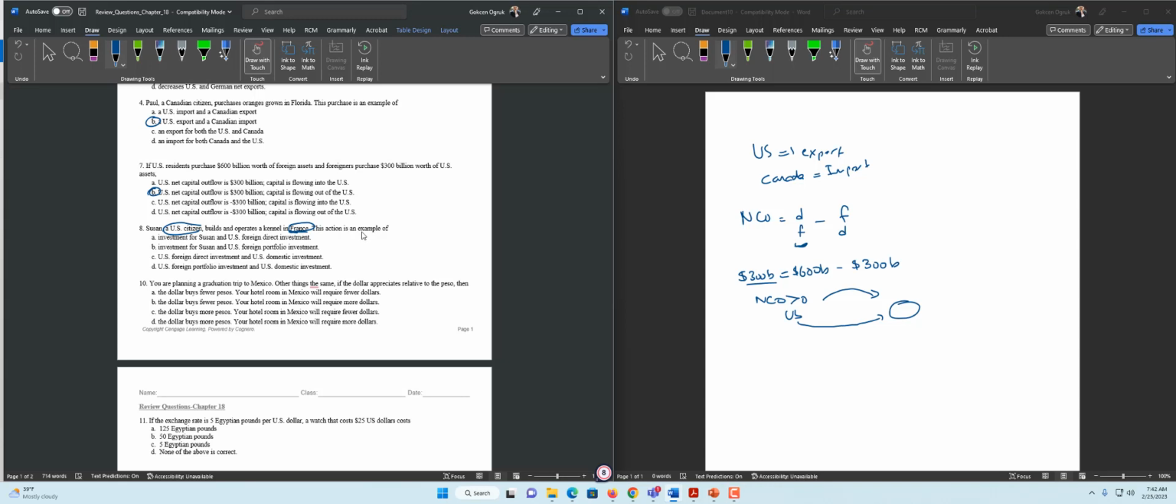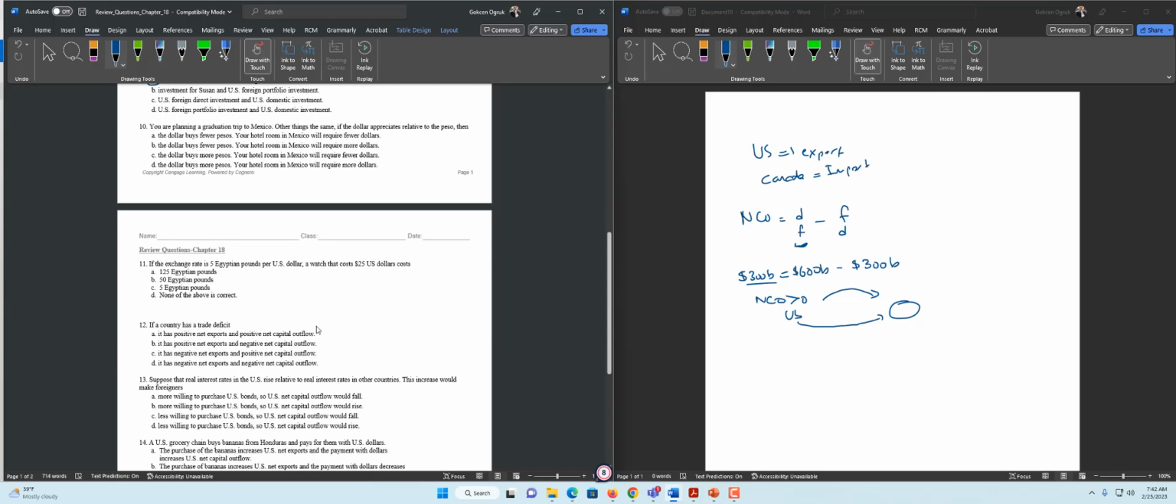So this action is an example of investment, right? Because you are operating a canal. And it's also a direct investment. It's not a portfolio investment. Therefore, the right answer is A, investment for Susan and US foreign direct investment. Let's look at the next question.